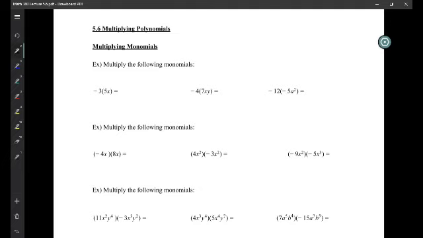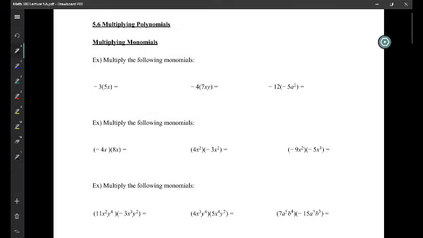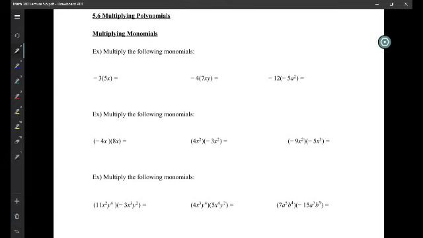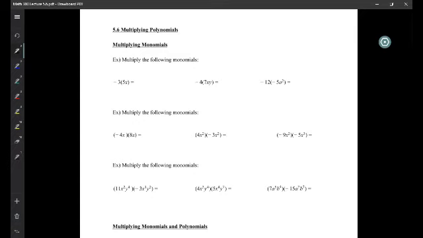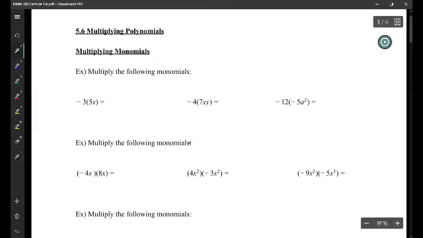So here we have negative 3 times 5x. Use the associative property and multiply the negative 3 and the 5 together first. And the result is negative 15, so we get negative 15 times x, or simply negative 15x.